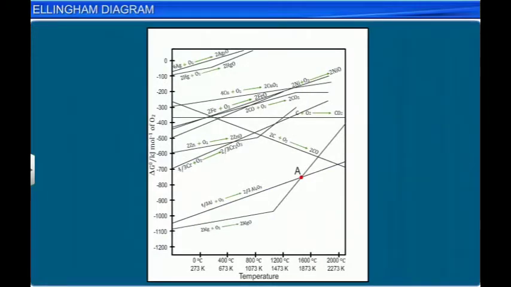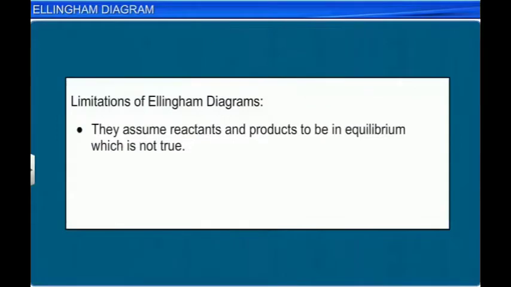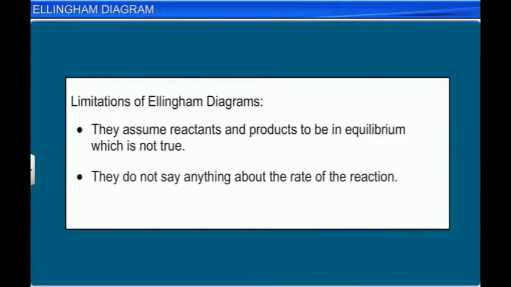The Ellingham diagram also suffers from limitations. The first limitation is that they assume the reactant and product to be in equilibrium, which is not true every time. Another limitation is that although they indicate whether the reaction occurs or not, they do not say anything about the rate of reaction.